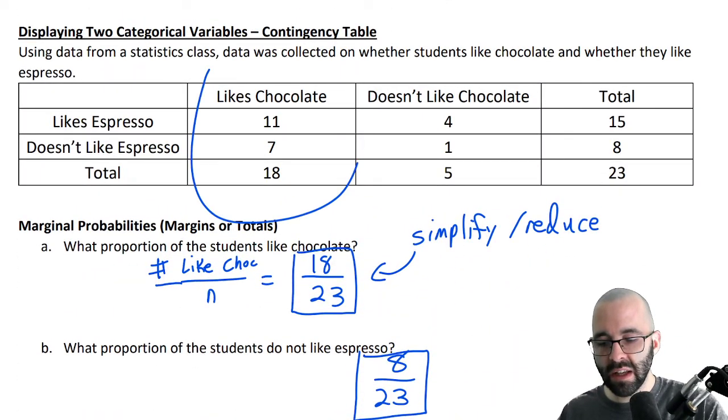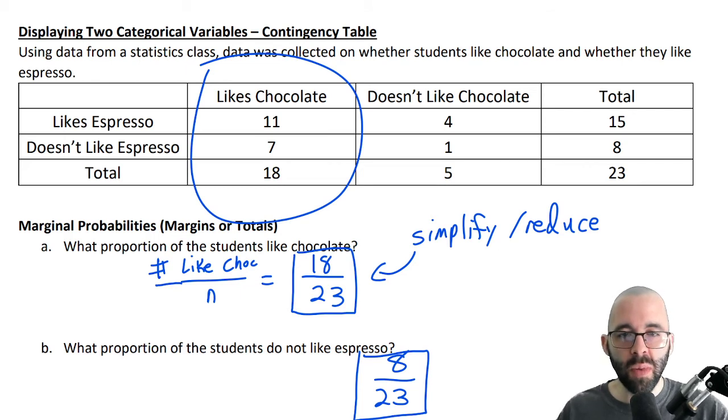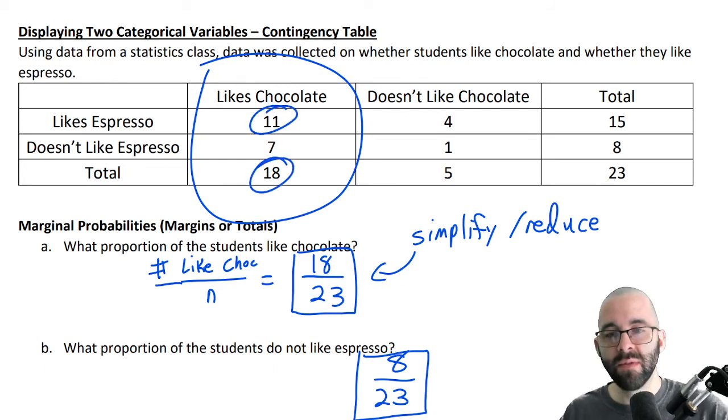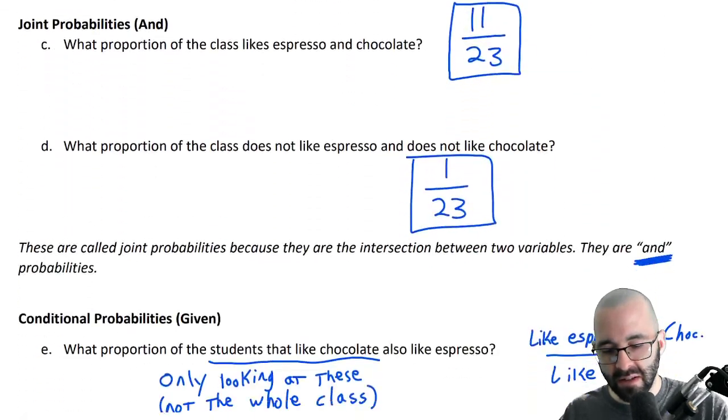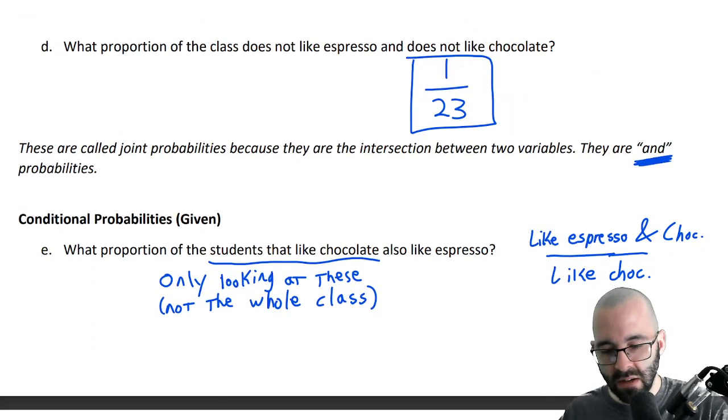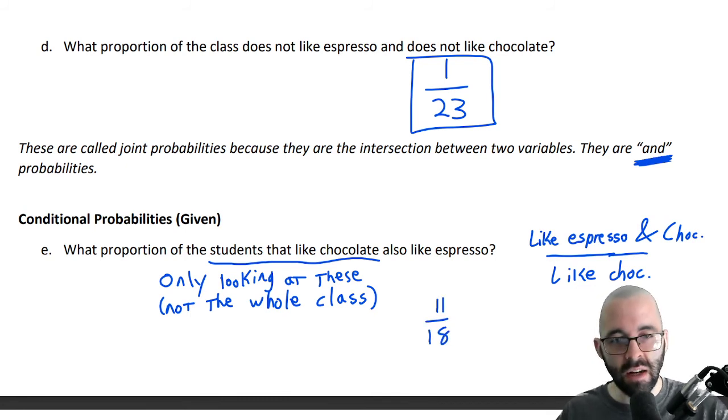So we're only looking here. What proportion of these students also like espresso? 11 out of 18. 11 out of 18 is going to be our answer here. Okay. We'll talk more about conditional probability in a future video.